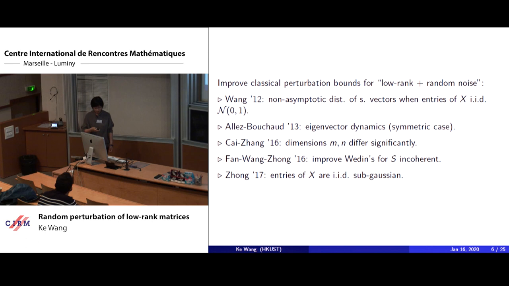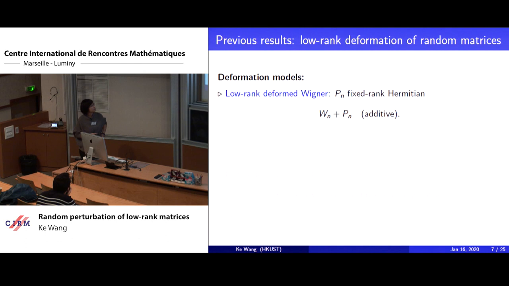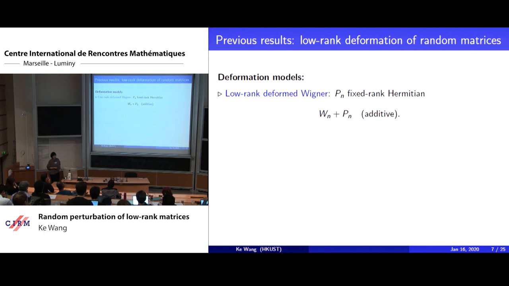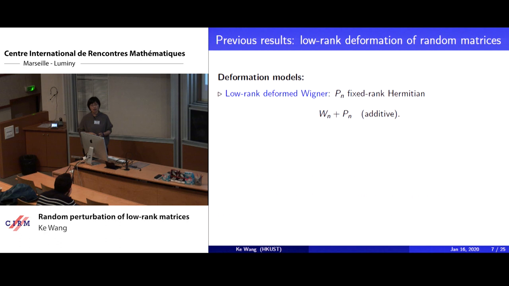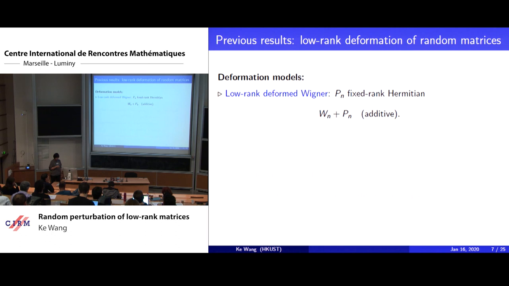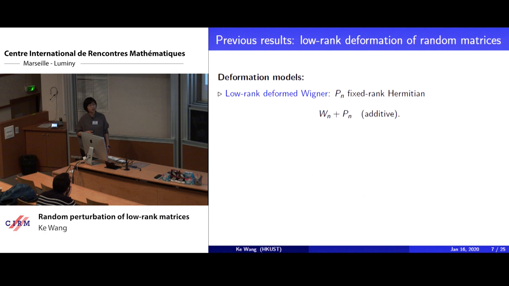Another aspect, random matrix theory, also does asymptotic analysis of eigenvalues and eigenvectors. Because random matrices are the main subject in random matrix theory, we use a different terminology. You say it's a deformed random matrix and see how the model can be altered compared to the random matrix you want to study. So here we call them deformation models. I will mention three very related models. The first is called the low rank deformed Wigner matrix. It's a Wigner matrix W_N, a random Hermitian matrix, whose diagonal and upper diagonal entries are assumed to be i.i.d. with mean zero and variance 1 over n. Then it is deformed by an additive matrix P_n, so it's in an additive fashion.